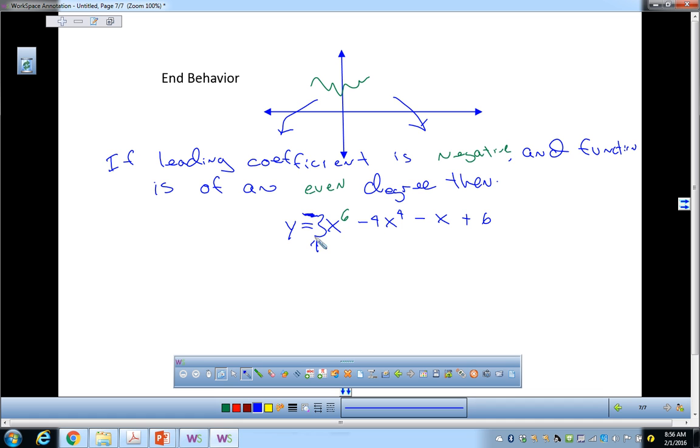Because what happens is, as this number gets really, really big, okay, all of this other stuff just kind of becomes unimportant, okay? And so the 3x to the 6th way outweighs everything else, okay? And this negative sign is going to make everything negative. So what happens is, the leading term is the thing that kind of determines the end behavior. All right? Got it? Okay.